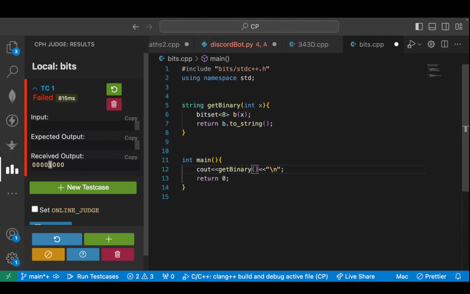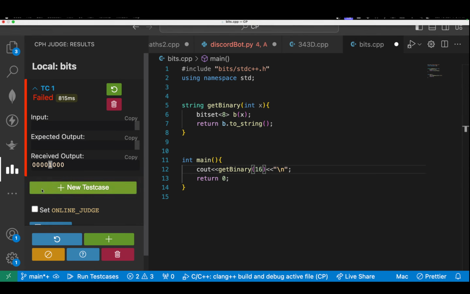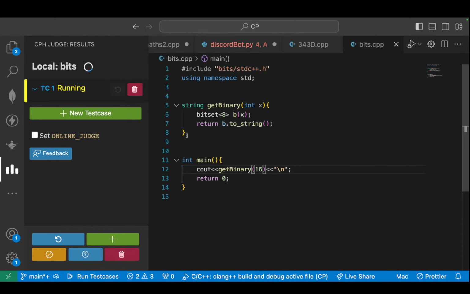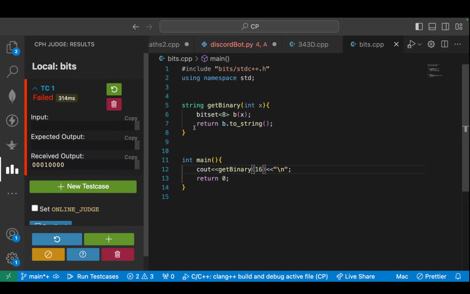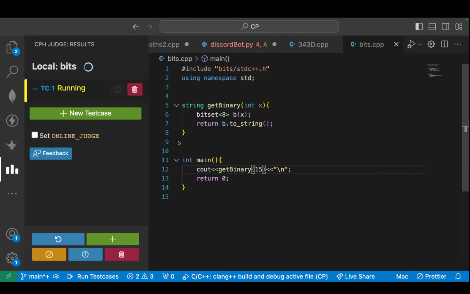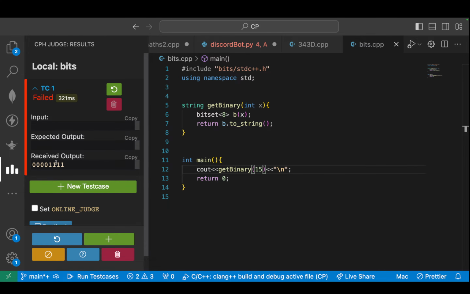Let's say 16. So 16 should be just the other number. Let's try that out. Yeah. So it's again 1 into 2 to the power 4. That would give us 16. If I do 15, then the first 4 bits should be set. Let's try that. Yeah, the first 4 bits are set. So our program is working perfectly fine, and we'll definitely use it once we understand other operations on a bit.